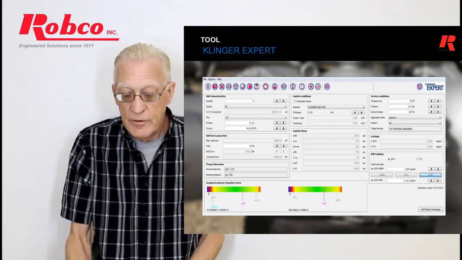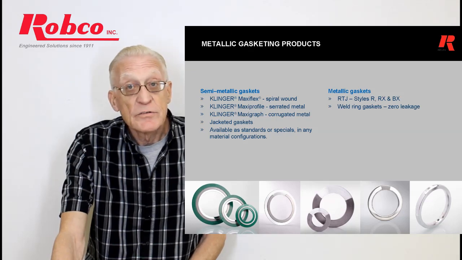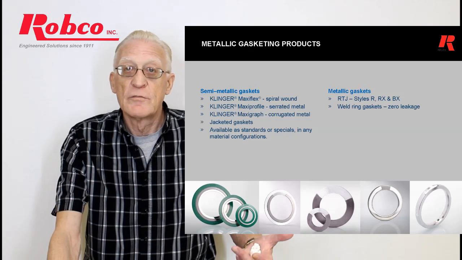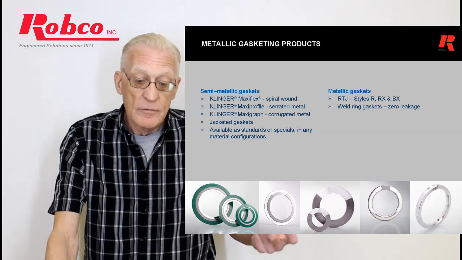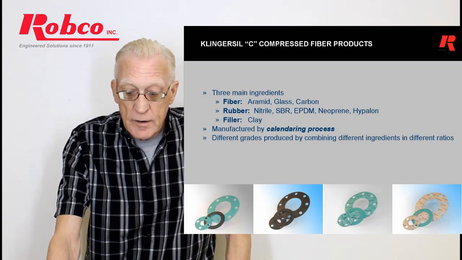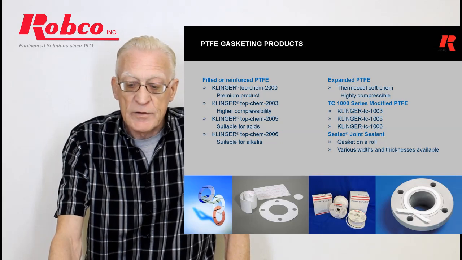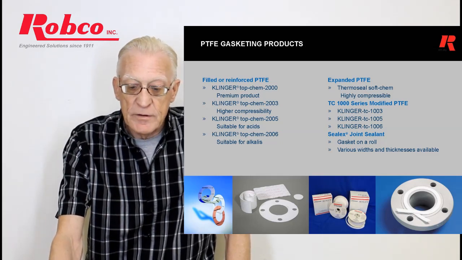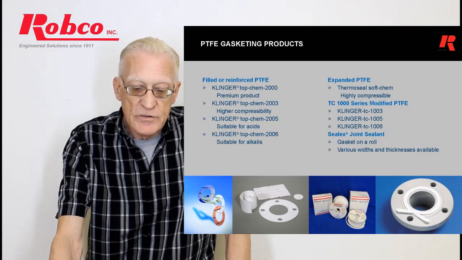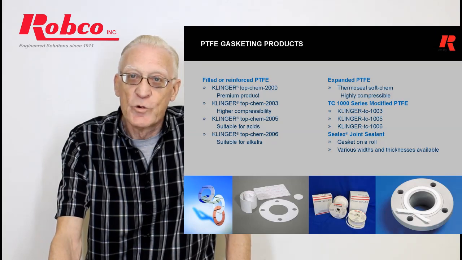We also have metallic gaskets. If you're moving on to the yellow portion of our pressure temperature graphs, well, this may be someplace we want to go. Compressed fiber is what we've been talking about. PTFE gaskets, joint techs, expanded Teflon, modified Teflons. These are all the effects of what happened when we couldn't use asbestos anymore.